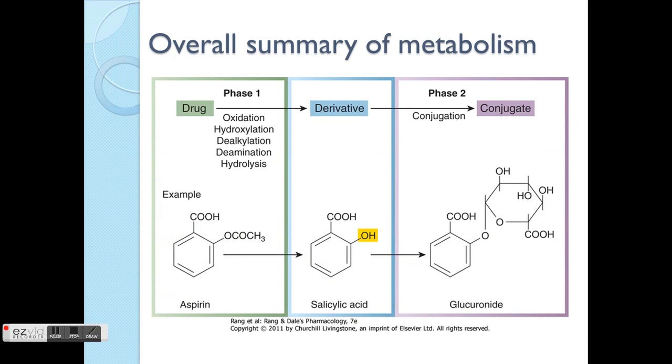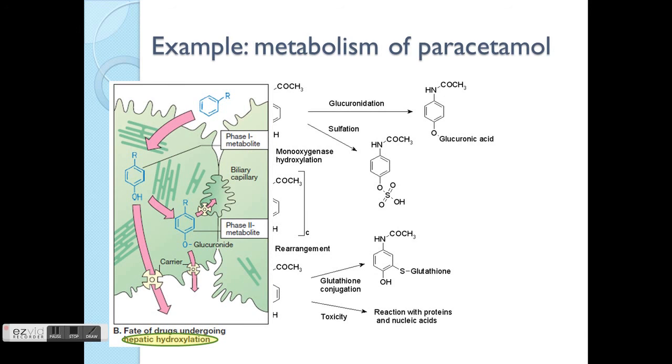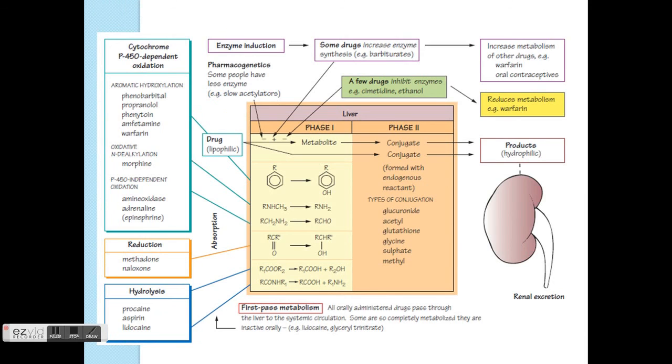Cool. Okay, so these are some examples of the overall process of drug metabolism, phase 1, phase 2. Again, just to make the overall product more hydrophilic. So examples again for paracetamol. Here you can see paracetamol forms this glutathione conjugation, to be neutralized in a way, but it can also be toxic when there's too much of it. And this is an overall summary of what you should know for the metabolism process.